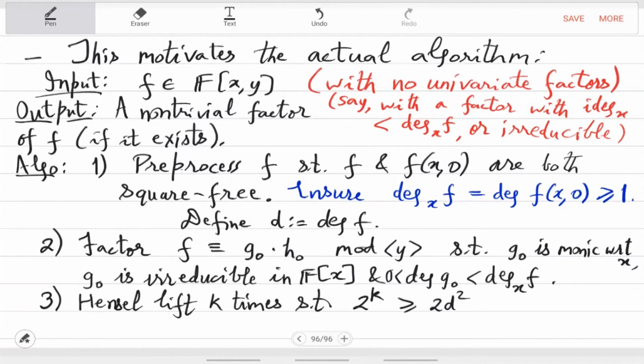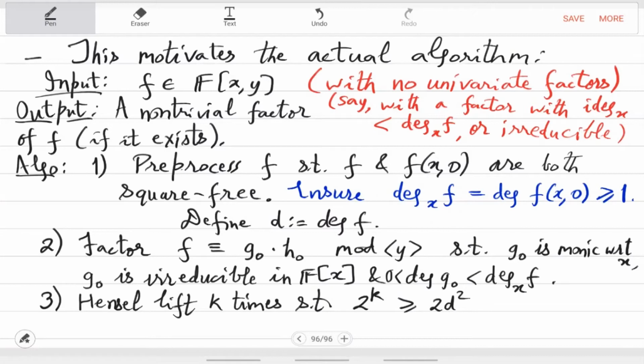Okay, so previously I had said d, but now I want a bit more. I want 2d square. If you remember, 2d square is also the bound on the resultant of basically two bivariate polynomials of degree d. So that is the connection of this lower bound.